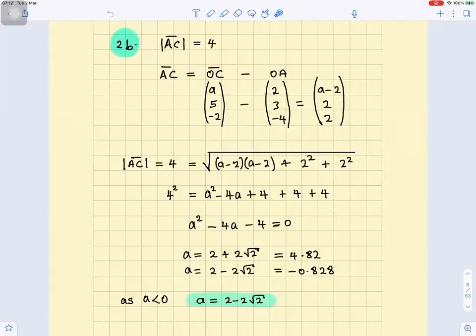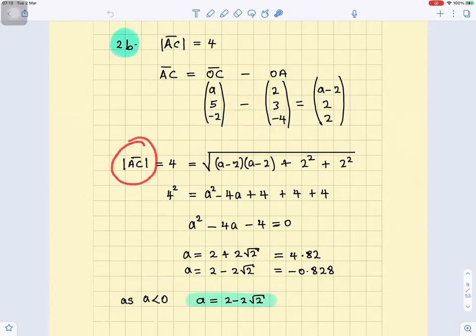For question 2B, the magnitude of AC is equal to 4. So to go from A to C, you go OC minus OA. Remember, the second letter minus the first one. OC is a, 5, minus 2 and OA is 2, 3, minus 4. So a minus 2, 5 minus 3 is 2, minus 2 minus minus 4. This minus and minus becomes a plus. It becomes 4 minus 2, which is 2.